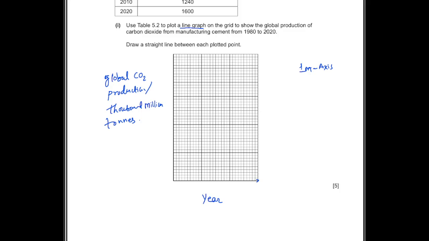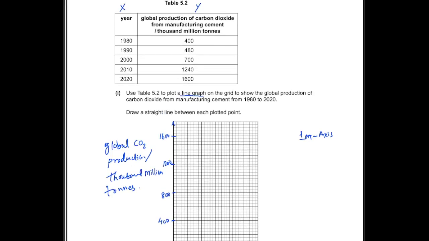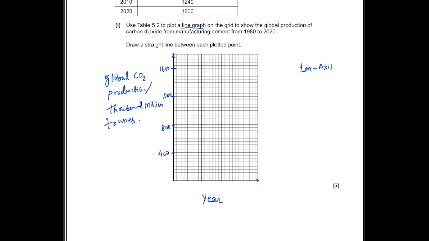Now let's move to the scale. Here it's very easy to put 4, 8, 12, 16. So we get 400, 800, 1200, and this is 1600. Fine. So this is what is on the y-axis, and on the x-axis we have the year. Here also we have to check 1, 2, 3, 4, 5. So can we fit 5 here?